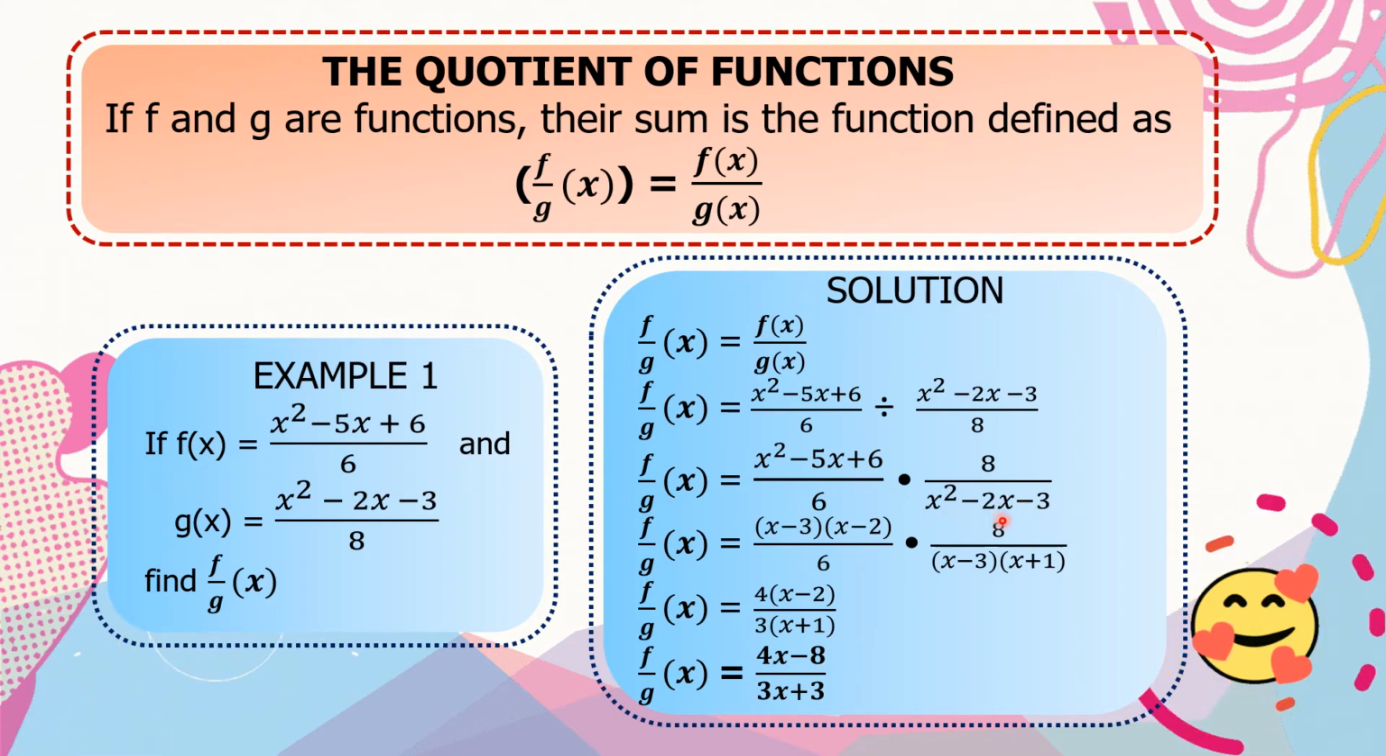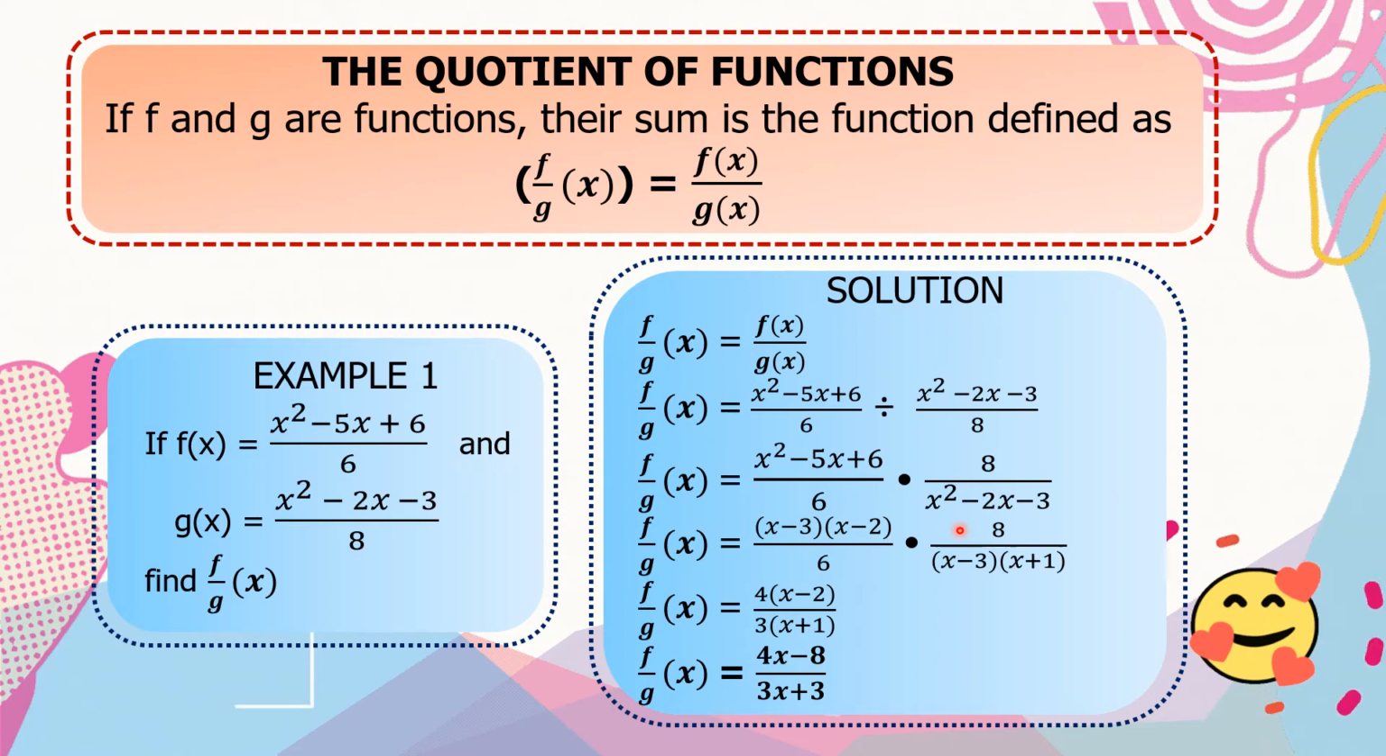Yung x squared minus 2x minus 3 naman, factor niya ay x minus 3 times x plus 1. So, yung x squared dito, x times x. Then, yung factor ng negative 3 na makuha ang negative 2x ay negative 3 at positive 1. So, pag minultiply natin negative 3 times positive 1 is equal to negative 3. So, pag kinombine naman natin negative 3x plus positive 1x is equal to negative 2x over 8.